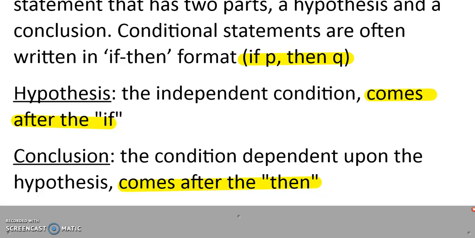I want you to make sure that you have all of these definitions written down, and you can also use a highlighter to highlight those important phrases. So conclusion, it always comes after the then if it's written in if-then format, and the hypothesis comes after the if.